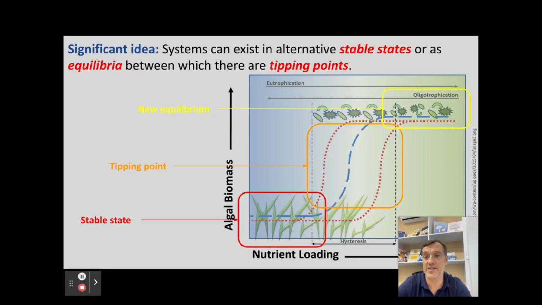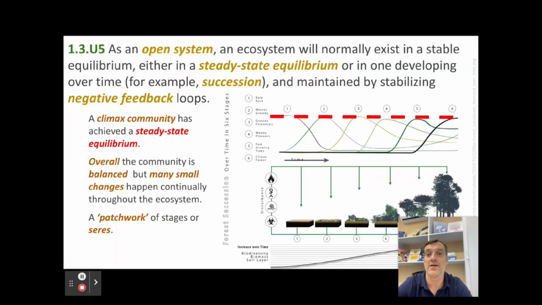The next significant idea in topic 1.3 is that an equilibrium is a state where there is no net change in a system over time. There are two types of equilibrium, static or dynamic. A static equilibrium is a state where there's no movement or change in a system at all. For example, a rock resting on the ground is in static equilibrium because there are no forces acting on it. It's not going anywhere. Nothing is changing about it.